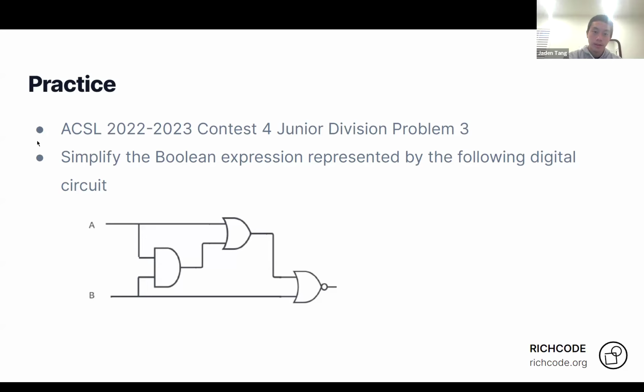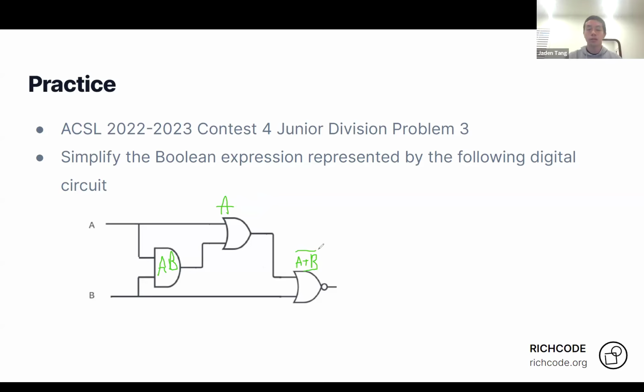Okay. So we know that this shape here is just AB, and this is A plus AB, which can be simplified to just, sorry, A. And then we have B here. So it's just not of A or B.